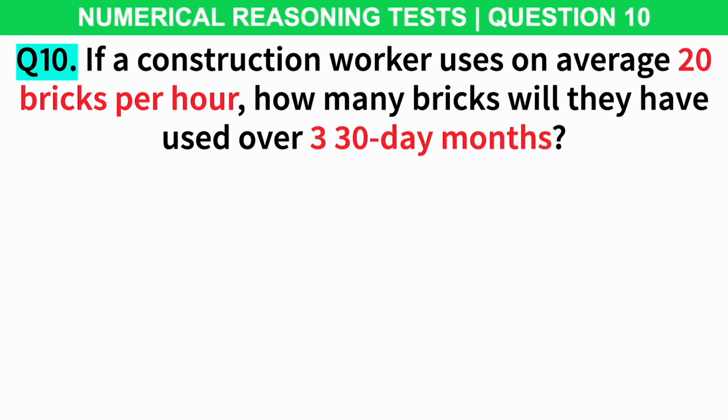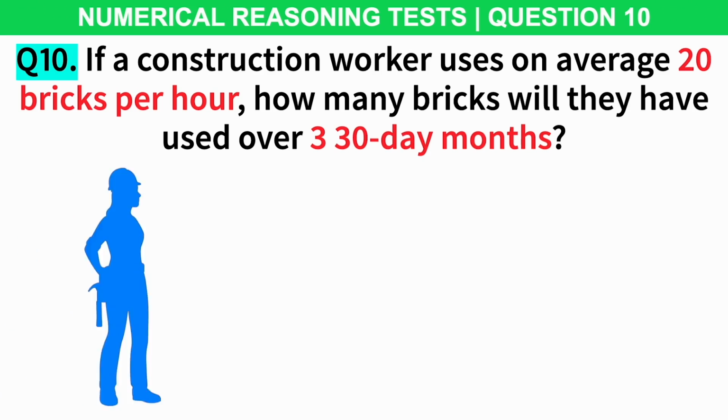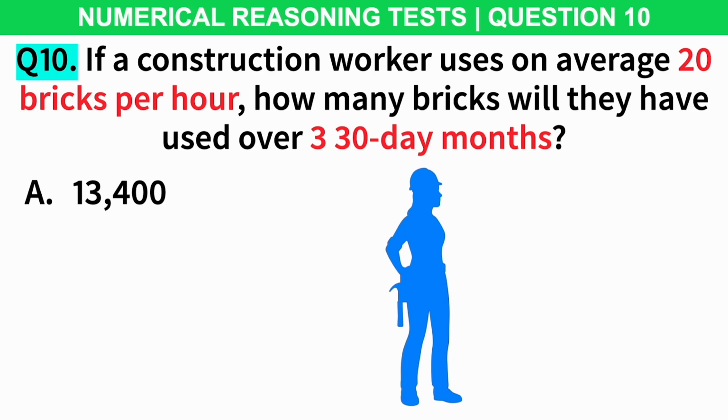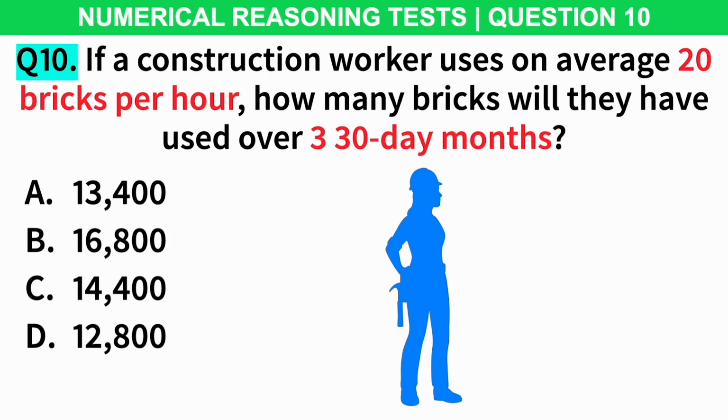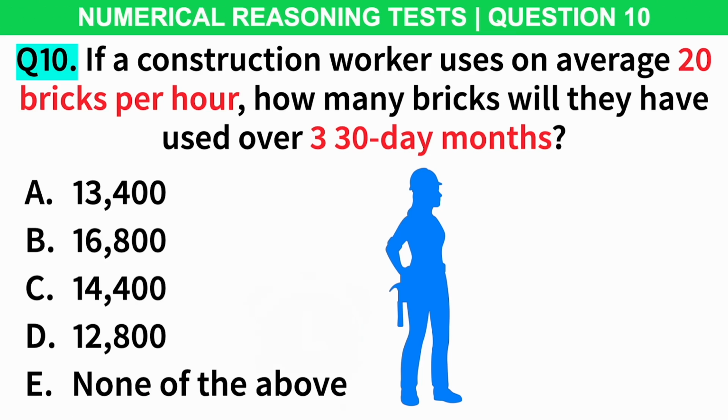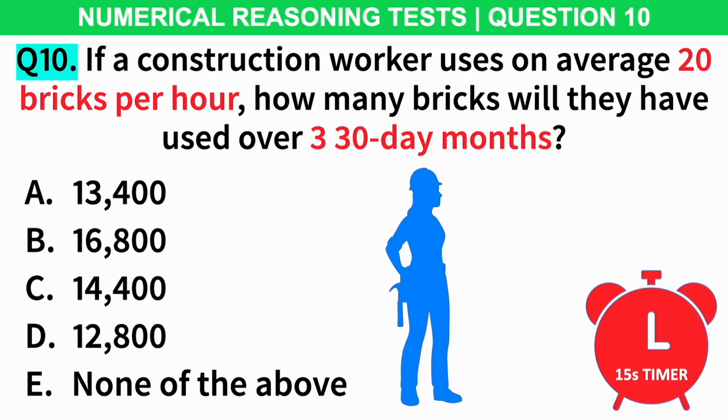Question 10 is this. If a construction worker uses on average 20 bricks per hour, how many bricks will they have used over 3 30-day months? Is it A, 13,400, B, 16,800, C, 14,400, D, 12,800, or E, none of the above? You have 15 seconds on the timer, starting now.